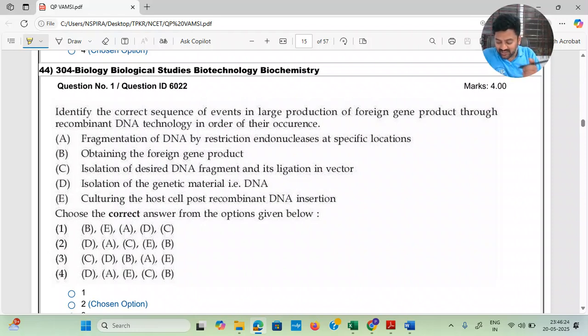After D, it should be A. Again, both are same. After fragmenting the DNA, we are going to isolate the desired DNA fragments. The third one should be C. So DAC, I can clearly see it is option 2. This is the correct option.